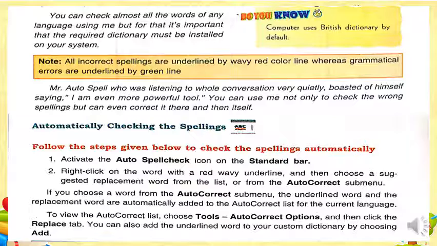When we choose a word from the AutoCorrect submenu, the underlined word and the replacement word are automatically added to the AutoCorrect list for the current language. To view the AutoCorrect list, choose Tools, AutoCorrect Options and then click the Replace tab. You can also add the underlined word to your custom dictionary by choosing Add.